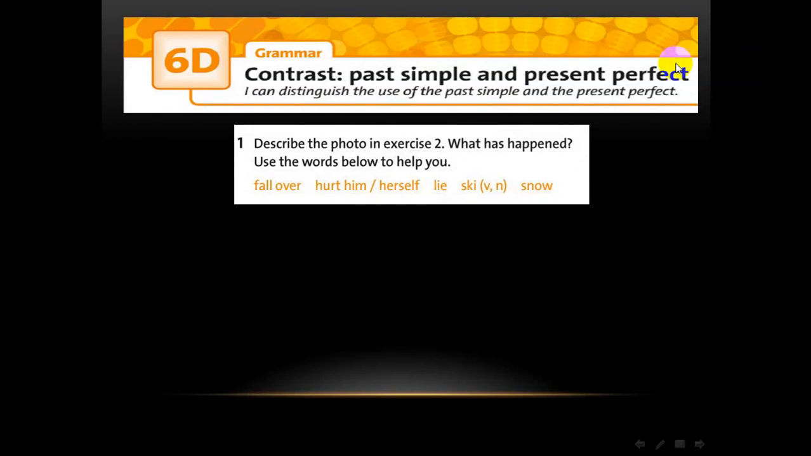Today's lesson is a combination of past simple and present perfect. We will contrast the two tenses, which means that we will compare their differences. Okay? To talk about their differences. What is different between the use and the meaning of a past simple sentence or a question and a present perfect sentence or a question? How they are different.